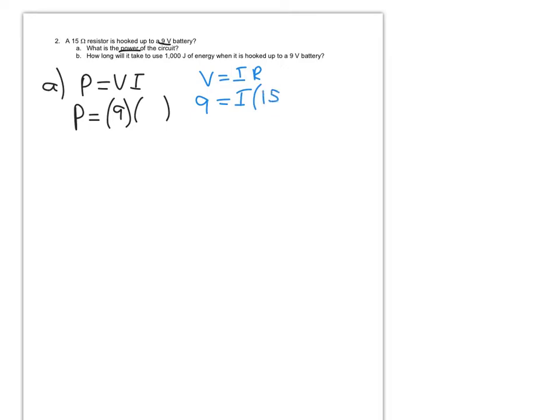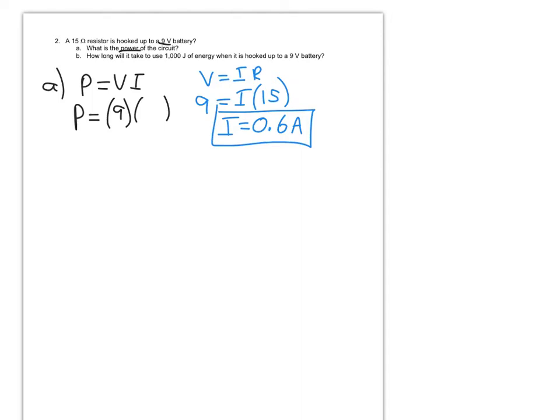All right, moving on to our next problem here. We have a 15 ohm resistor connected to a 9 volt battery. We first want to find the power of the circuit. So to do that, we're going to say power is voltage times current. But the problem is we don't yet know what our current is. So separately, we're going to have to use Ohm's law to solve for the current. So V equals IR. That 9 volts is equal to our current times our resistance of 15 ohms. And so we get that our current here is going to be 0.6 amps.